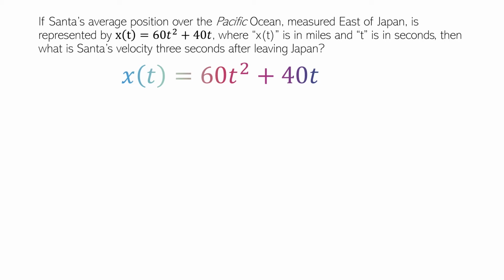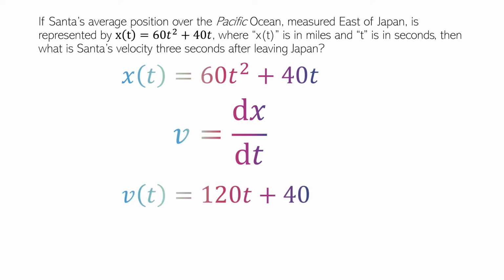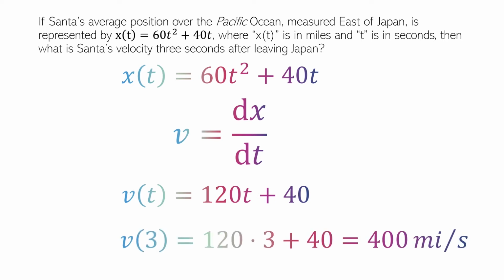Here, we remember the definition of instantaneous velocity to be written as v equals dx over dt, which is calculated as a derivative of the position with respect to time. In this way, v of t is said to be equal to 120t plus 40, where v of t is the velocity in miles per second, and t is still time. We're not done yet though, because we now need to plug in 3 for t to determine Santa's velocity at 3 seconds. We do this and find his velocity to be a staggering 400 miles per second. This may seem large, but remember, it's Santa Claus.